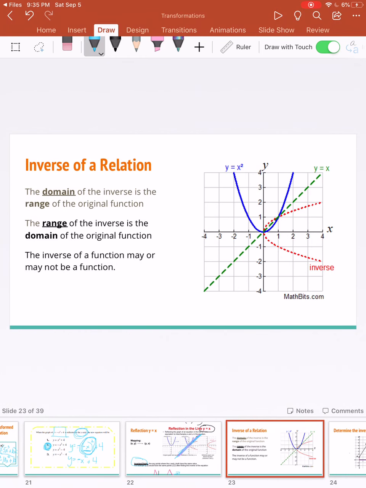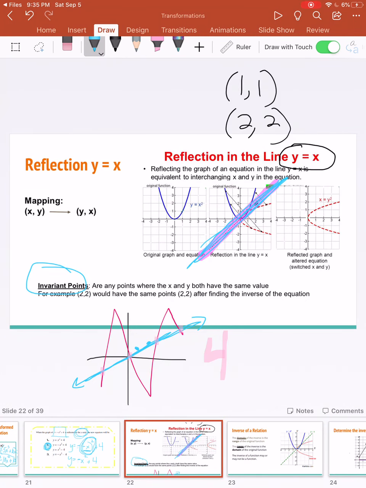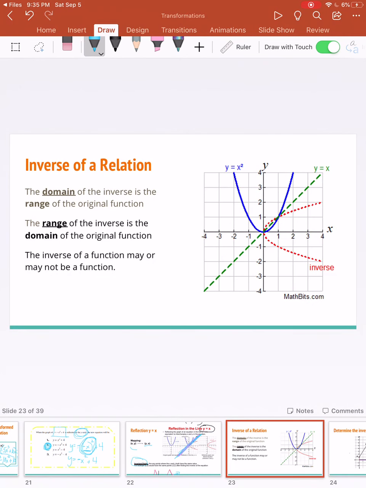Okay, so the inverse of a relation. What ends up happening when you look at your mapping coordinates of an inverse is that the y and the x just flip. So if your original graph had an ordered pair of 2, 3, and you reflected on that line of y equals x, your new graph would have an ordered pair of 3, 2. That's it. Because your x and your y flip, your domain and your range would also flip.